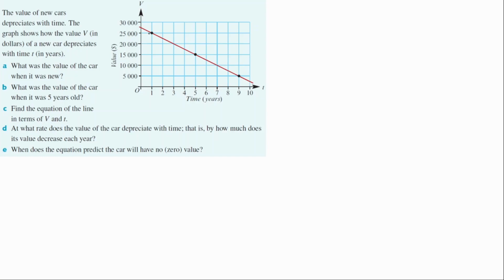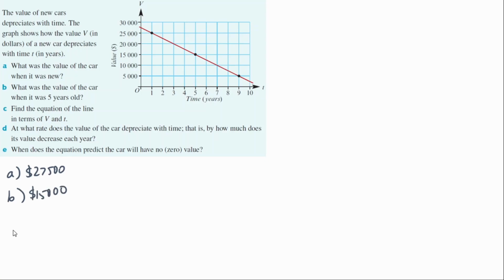That's when time equals 0, and we can see that's about 27,500 because it's about halfway in between 25,000 and 30,000. So question A, I would say $27,500. Alright, question B, what was the value of the car when it was 5 years old? So I'm going to go to the graph to when t is 5, go all the way up, and I can see it's $15,000 at 5 years.